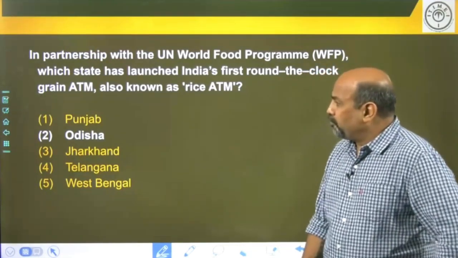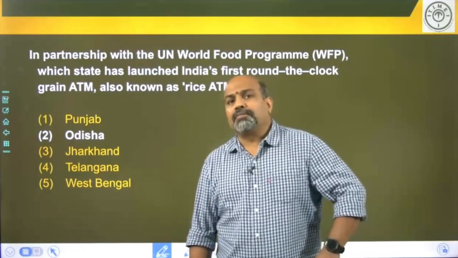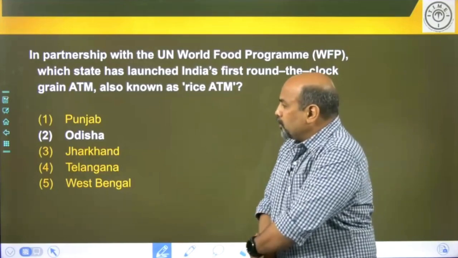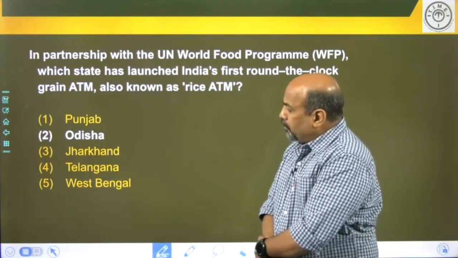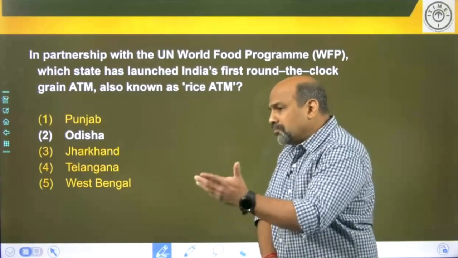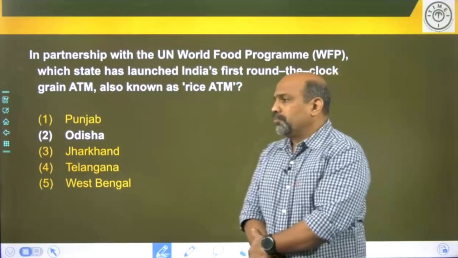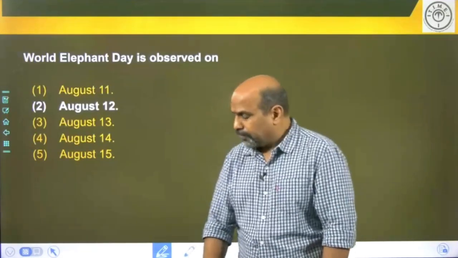Who is the Chief Minister of Odisha? Mohan Charan Majhi. Jharkhand, Hemant Soren. West Bengal, Mamata Banerjee. Telangana, Revanth Reddy. And Punjab, Bhagwant Mann.